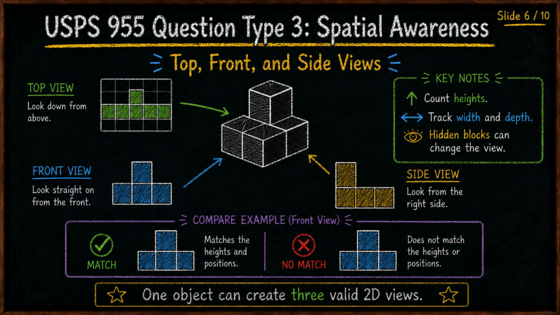When solving these questions, imagine where you are standing. If the question asks for the right side view, mentally stand on the right side of the object. Look straight across. Count how many cubes are visible at each height. If the question asks for the top view, imagine looking straight down. Count the footprint. If the question asks for the front view, look straight at the front face. The rule is, one object can create 3 valid 2D views. So match the correct view to the correct direction. Do not rotate the answer randomly. Viewpoint decides what you see.